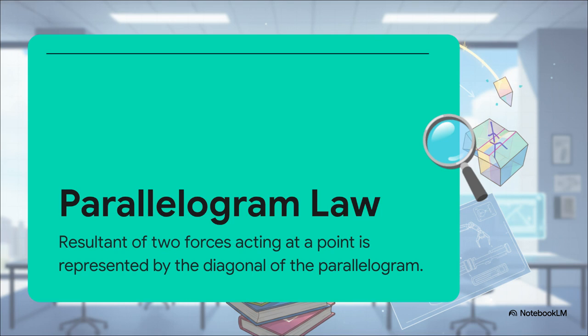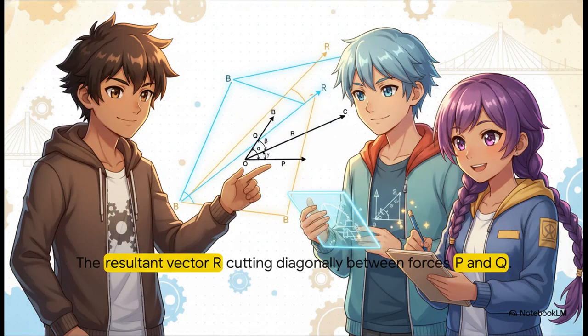Let's call them P and Q. We can use this to figure out their total combined effect, which we call the resultant. And you can see exactly how it works right here. It perfectly illustrates the law in action.